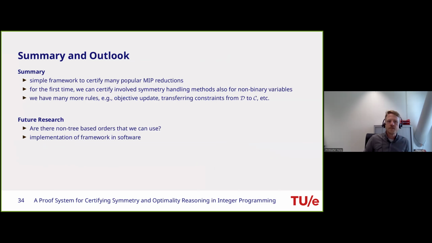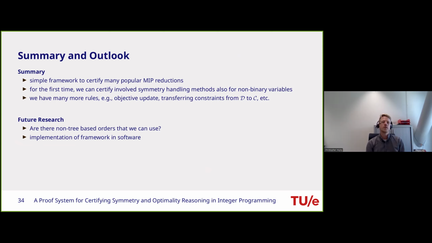So to summarize this, we have provided a rather simple framework for certifying many popular MIP reductions. It's highly inspired by the framework of Bogarts and others. And for the first time, we can also make use of this framework to certify symmetry handling methods that act on non-binary variables. And apart from the rules that I've presented in this presentation, we have way more rules. We can, for instance, update the objective function. We can transfer constraints from the derived constraints to the core constraints, and so on and so forth.